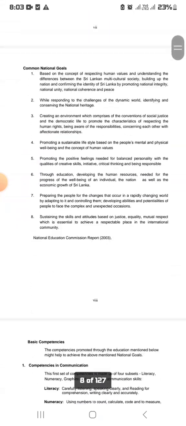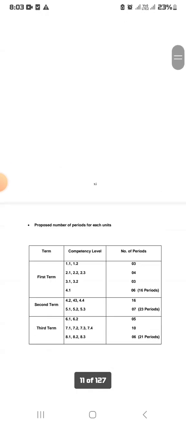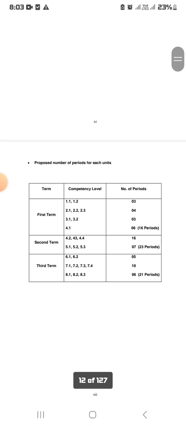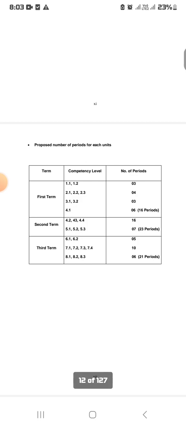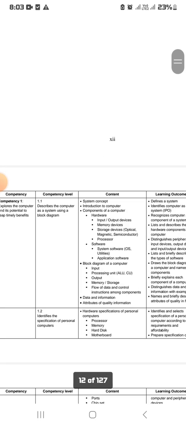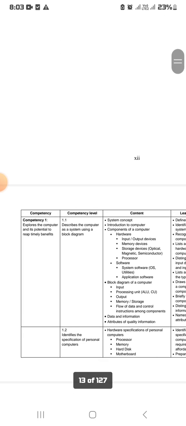So first we'll see the contents of General Information Technology. There are 8 lessons. For the first term, grade 12 first term, 1.1 and 1.2, and then 2.1, 2.2, 2.3, and then 3.1, 3.2, and then 4.1. So these are the lessons that can be taught in competency 1. So we'll go on to the contents. You can see the next lessons in the second term and then the third term.